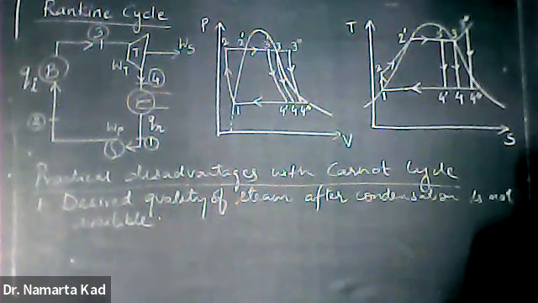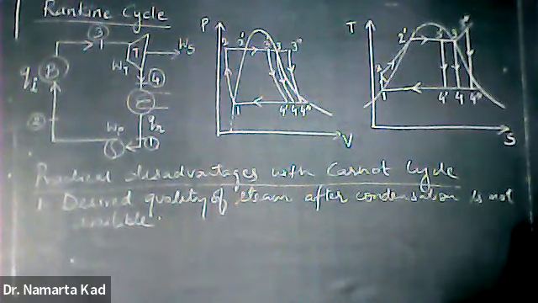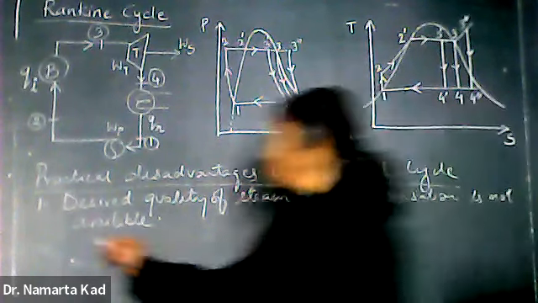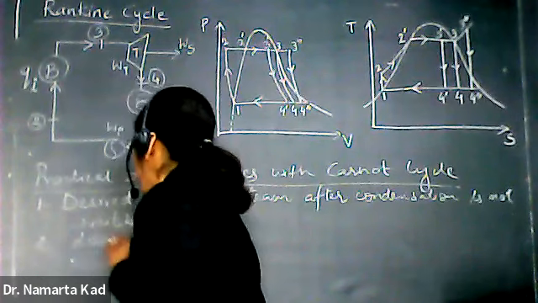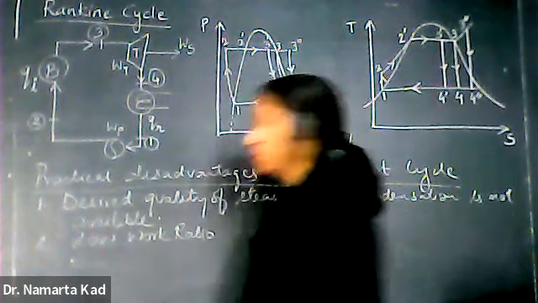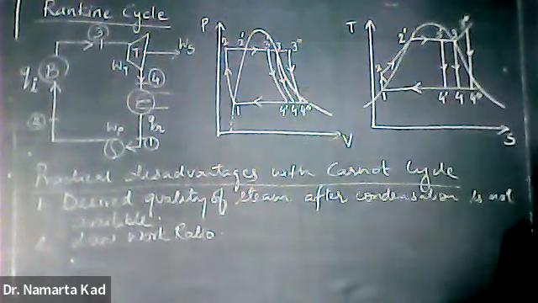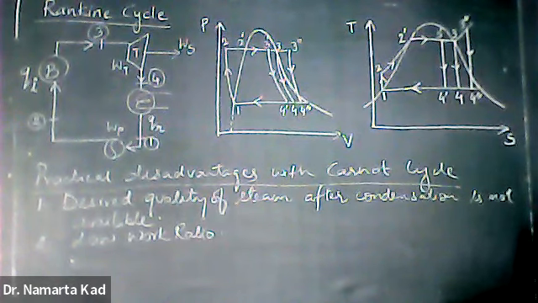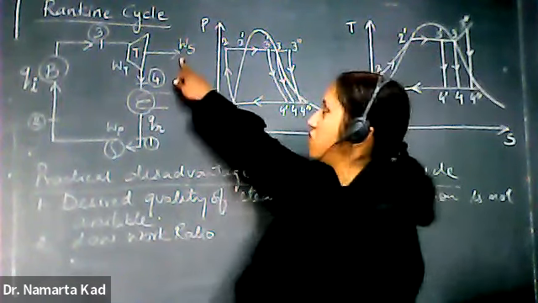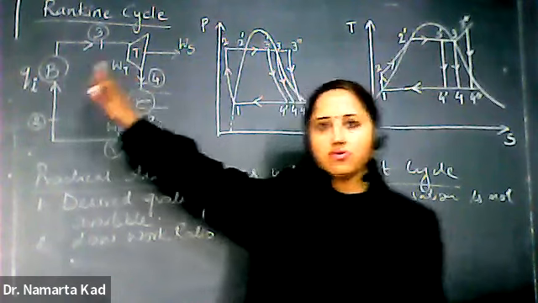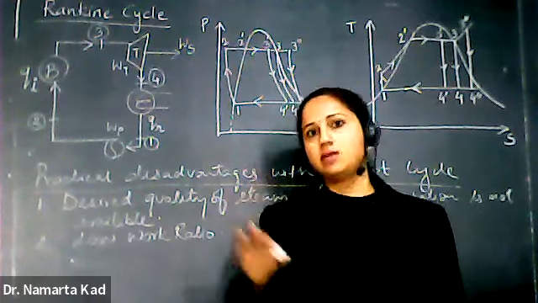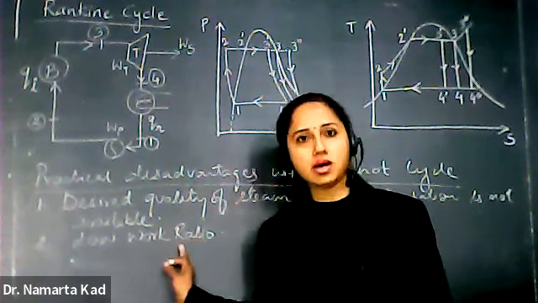The second main disadvantage with the Carnot cycle is that it has a very low work ratio. Its work ratio is very low. So what is work ratio? Work ratio is the ratio of the shaft work to the turbine work. Shaft work is the work on the common shaft between the turbine and the generators. That ratio is very low in the Carnot cycle.